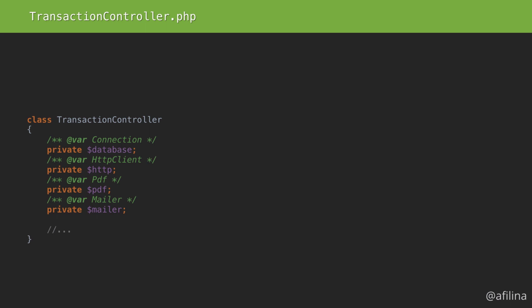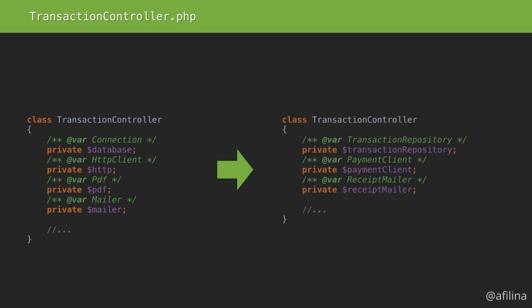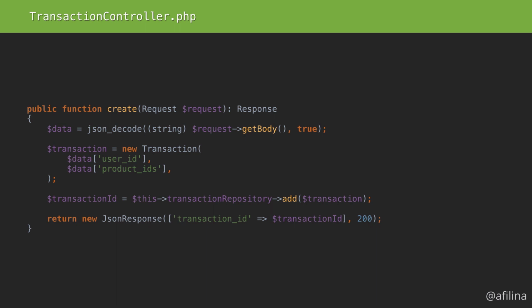The first thing we'll do is change the services to the ones that we identified based on responsibilities. We now have a transaction repository, a payment client, and a receipt mailer. The original services were moved to these new classes. The create method also needs to change. Instead of writing directly to various tables, we add to the transaction repository.